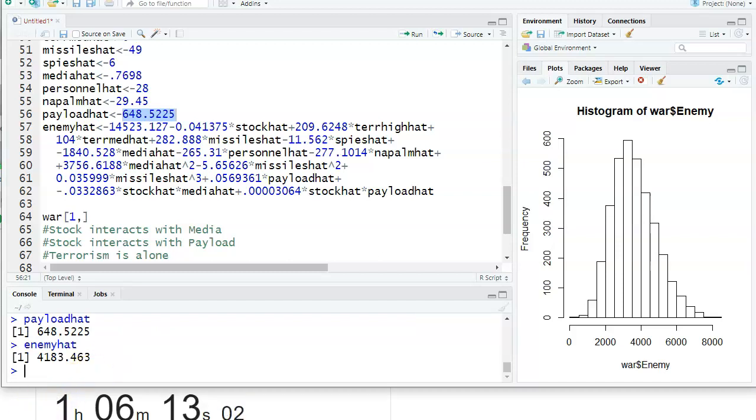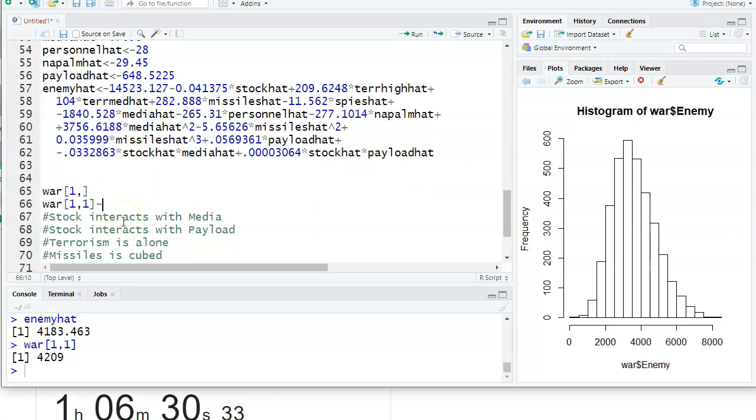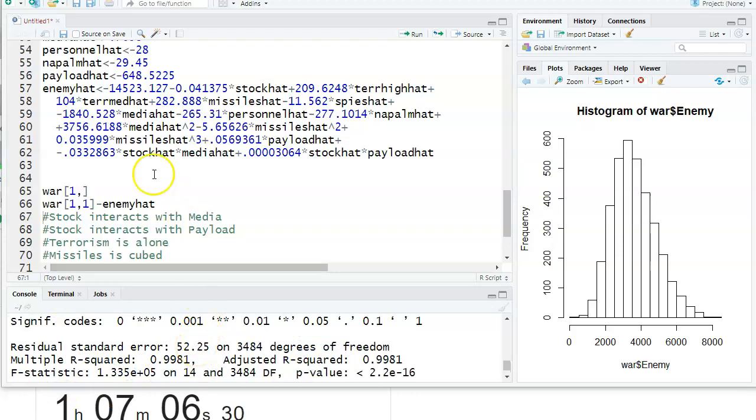4183, that's not bad. 4209 is what I was expecting for enemy hat. I'm only off by 25. That's just under 1 standard deviation, isn't it? It's about half a standard deviation. Okay, that makes me think the enemy hat must be good. Usually, if you mess up, you're off by 1,000 or something bizarre. You're 12 standard deviations off. So good. I feel like I have a good enemy hat. Now I can start to make what I'm going to need for these other plots.